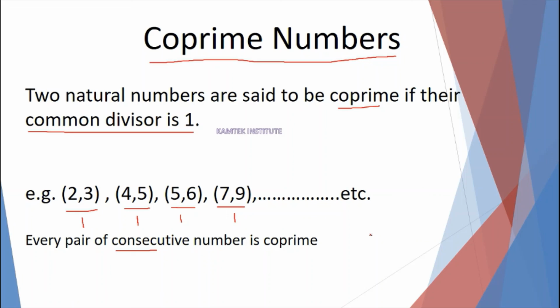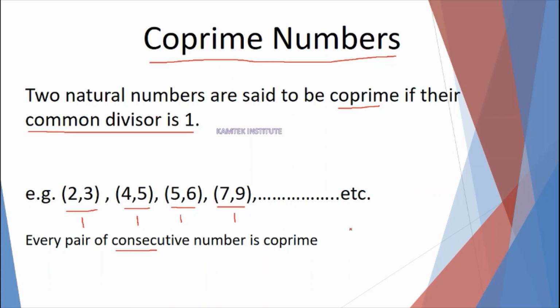Consecutive number कौन से होते हैं? Consecutive numbers वो numbers होते हैं जो एक के बाद एक naturally आते हैं, like counting में 1 के बाद 2, 2 के बाद 3, 3 के बाद 4, 4 के बाद 5. So कोई भी दो pair of consecutive numbers they are said to be coprime numbers. I hope now the concept of coprime numbers is clear to you all.